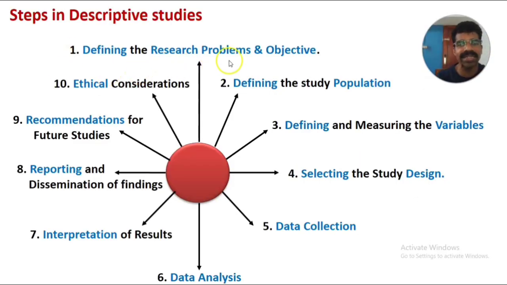First one is defining the research problem or question and objectives. Second step is defining the study population for the study. Third one is defining and measuring the study variables, dependent and independent variables. Fourth one is selecting the study design or type of study for the descriptive studies. Then fifth is data collection. Sixth one is analysis of the collected data. And seventh one is interpretation of the results or inferences of the study.